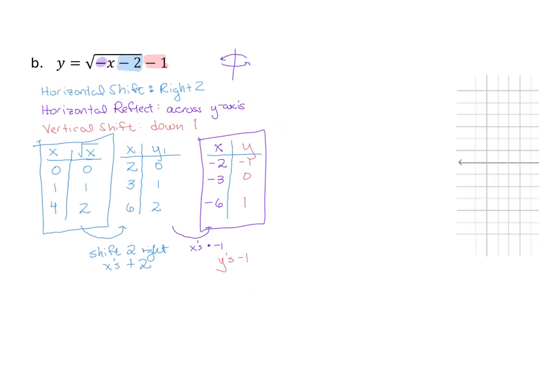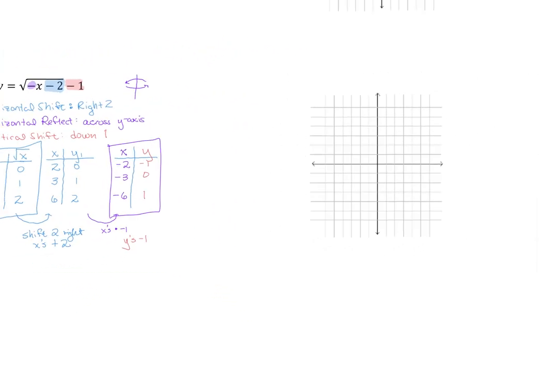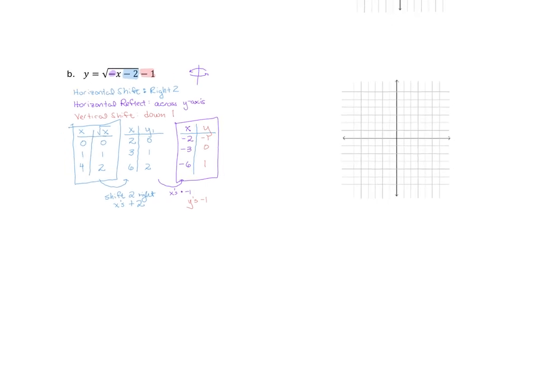All right, if we go ahead and graph this, my original function, we have 0, 0, 1, 1, 4, 2. We get something that looks like this. All right, my new function, we are going to start at -2, -1. We have -3, 0. And we have -6, 1.